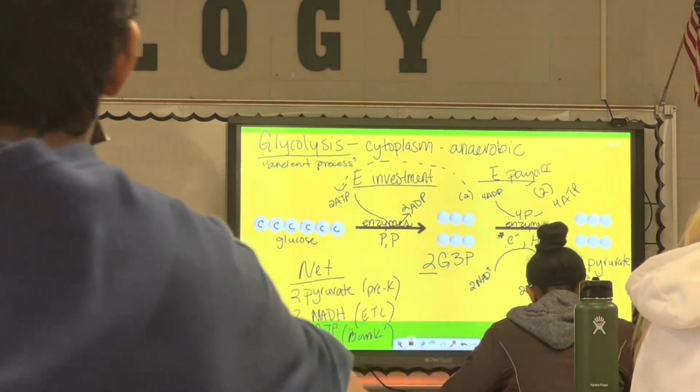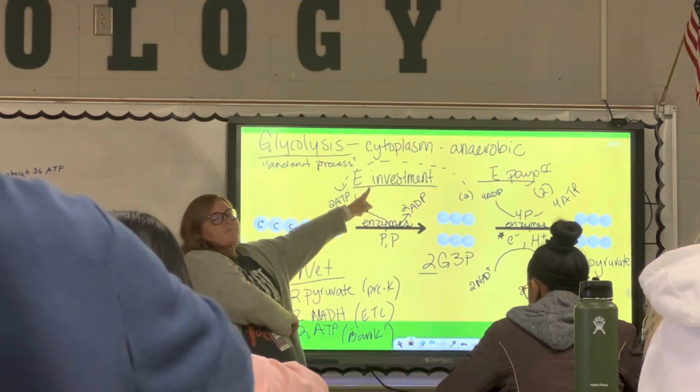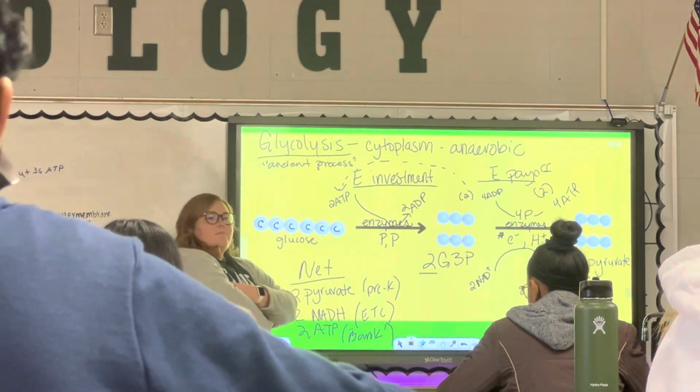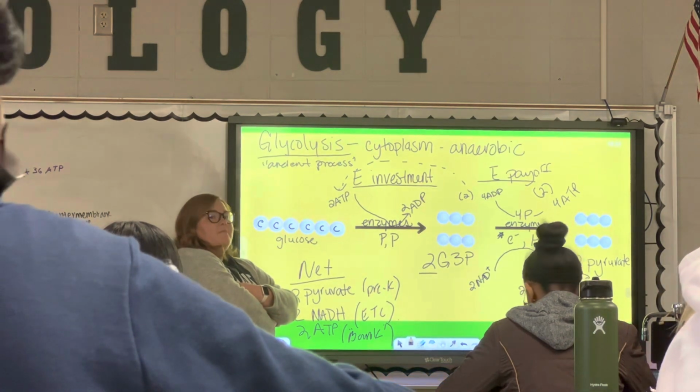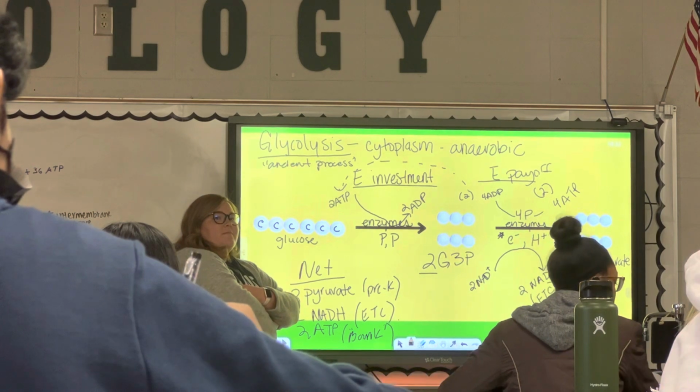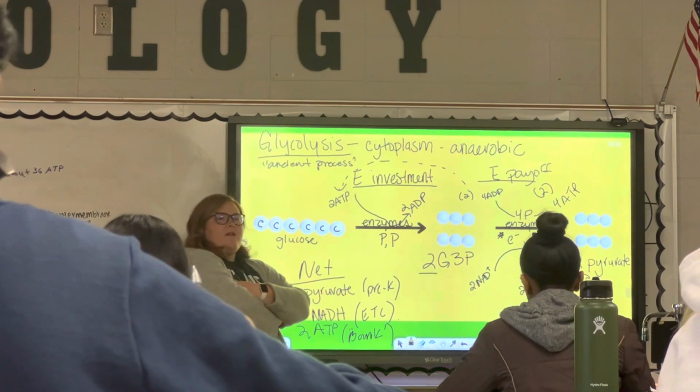What's happening here? 2 ATP converting to the enzyme and dropping off 2 phosphates, and then 2 ADP are forming, and that's rearranging it into the 2 G3P. Perfect. Pick somebody.